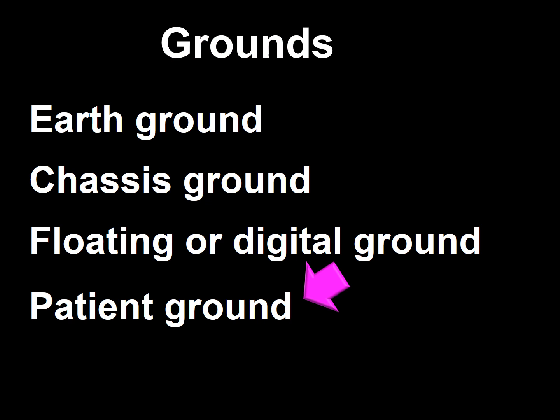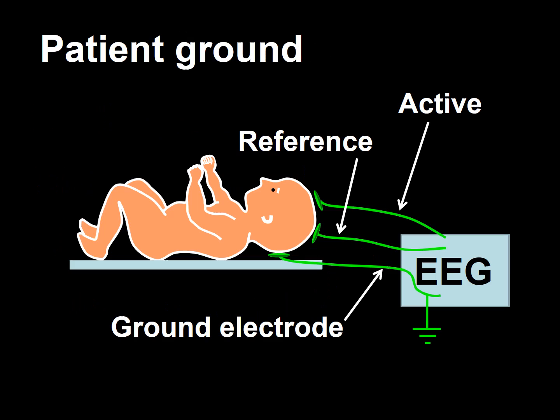The fourth type of ground is the patient ground. We call the patient ground the lead, usually going from the head to the machine, that is connected to the pin of an amplifier that itself is in contact with an earth ground or a digital ground.